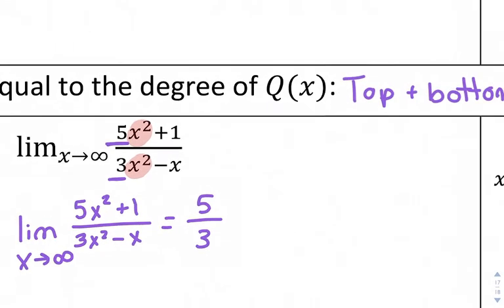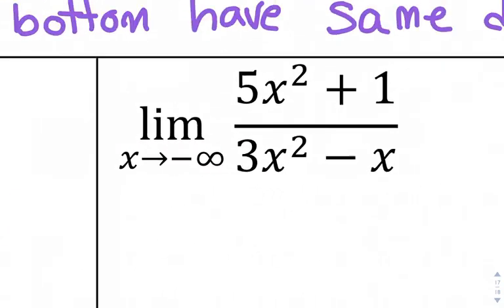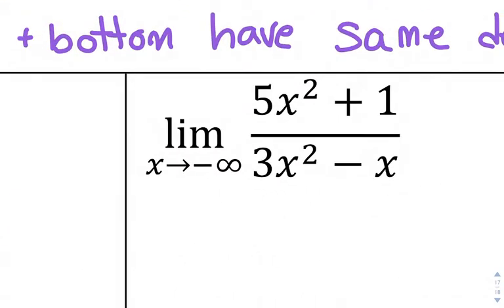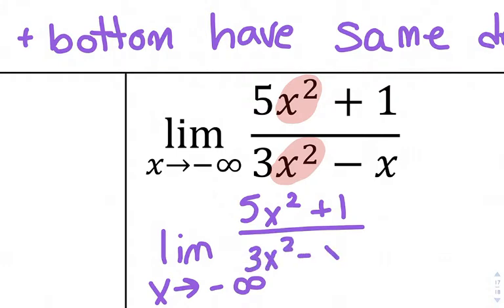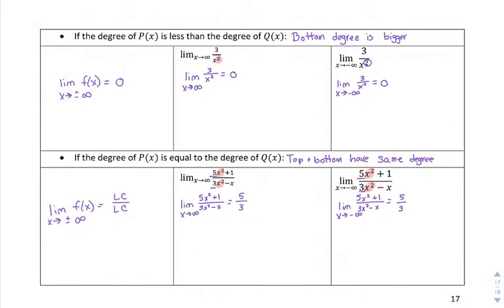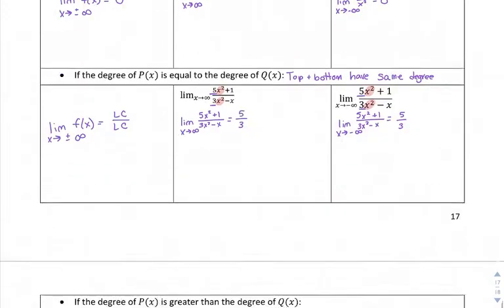You would do the same thing if it was approaching negative infinity. So I look at what degrees I have. So x squared and x squared, they're the same degree. So I know for my limit, I'm just going to take my coefficients and divide them. So here, my coefficients are 5 and 3, and I'm going to divide them. So if the degrees are the same, then you just divide the leading coefficients. So that's case number 2.